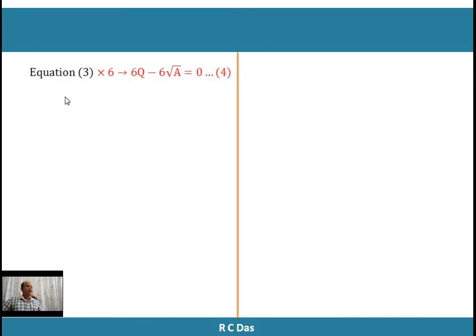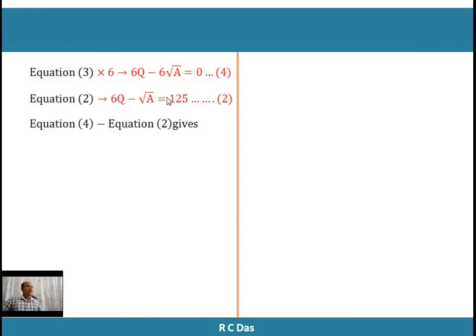Equation number 3 multiplied by 6 gives 6q minus 6 root a equal to 0. That is equation number 4. Again, equation number 2 is 6q minus root a equal to 125. Deducting equation 2 from equation 4, that is equation 4 minus equation 2, gives minus 5 root a equal to minus 125.